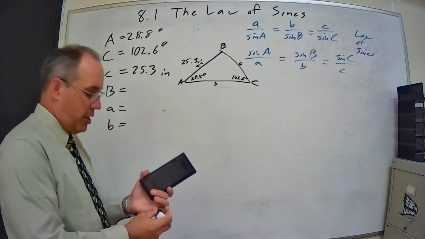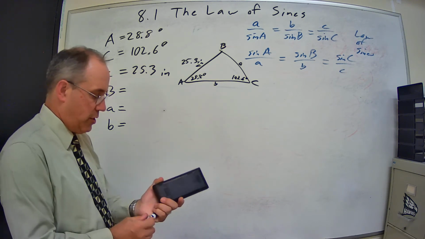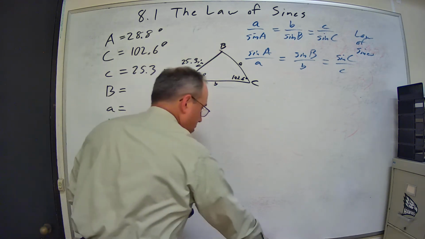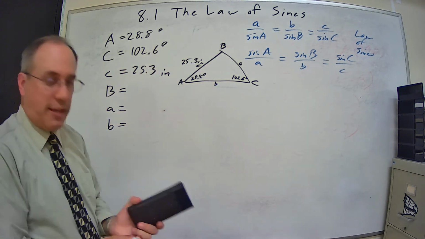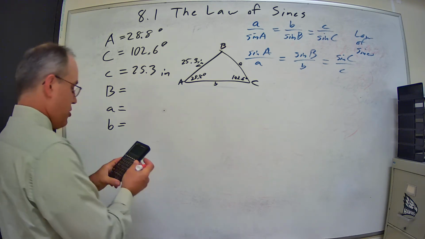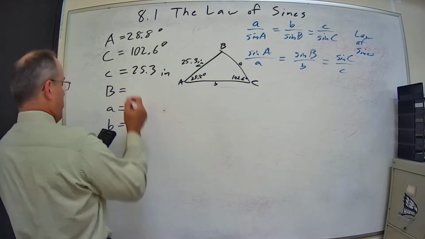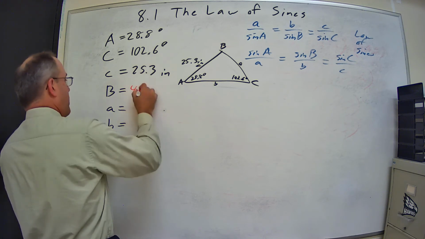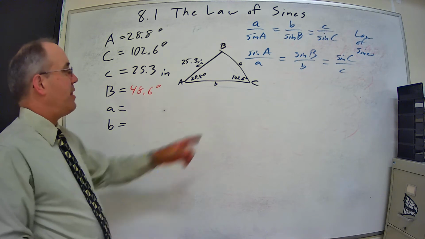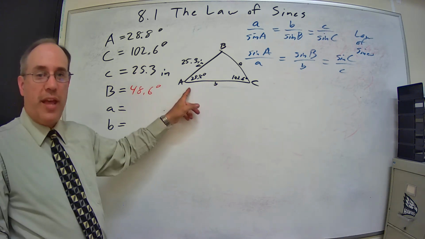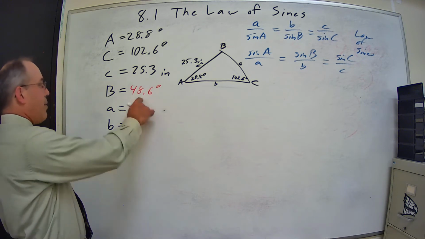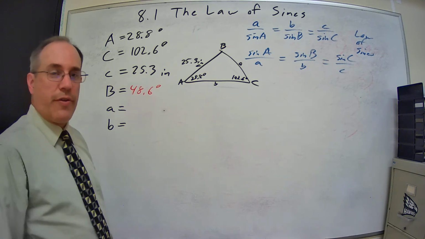And what I'm going to do here is change to a different color just so we know this is what was given and this is what we're finding. So I'm going to put what we're finding in red. So we just found out that angle B is 48.6 degrees. And how did we find that? We added the two angles together that we have and subtracted from 180. So that was easy enough to find, sum of interior angles.